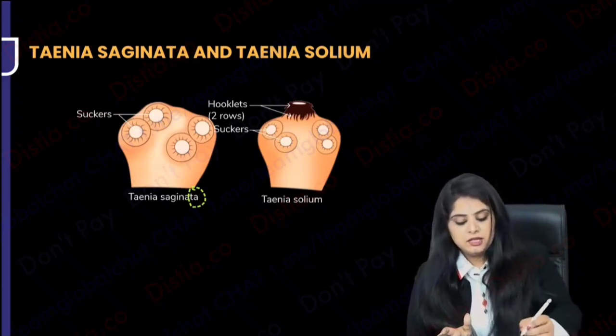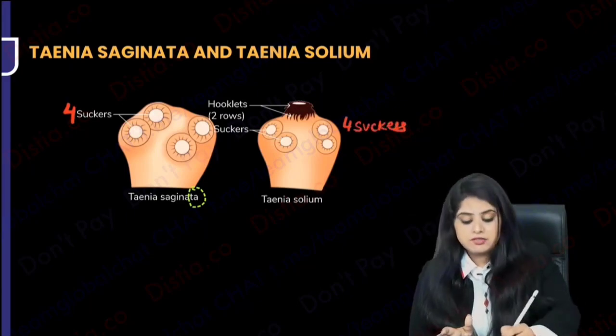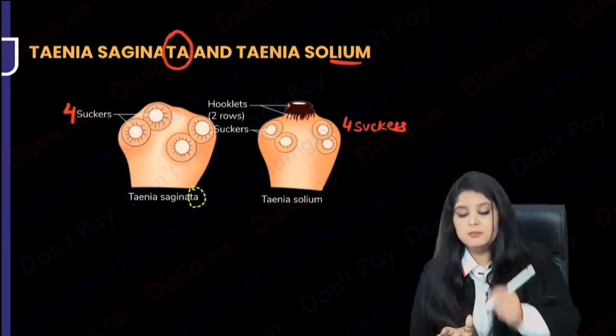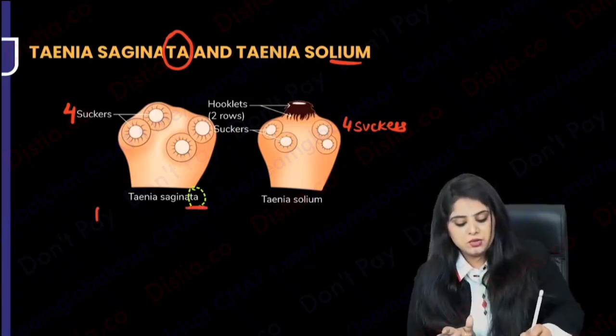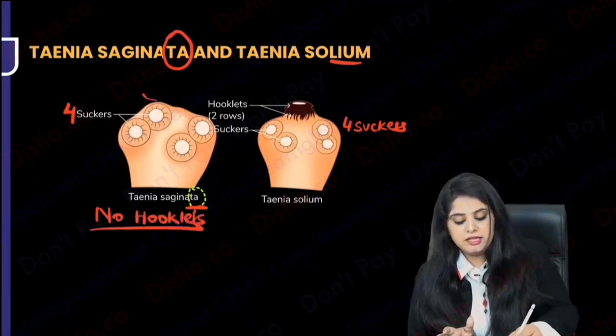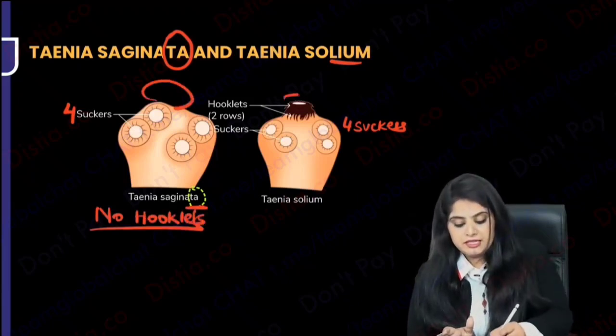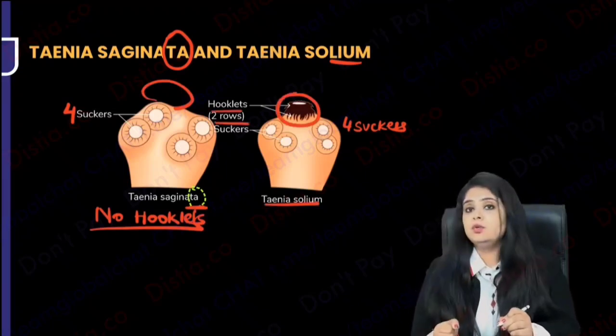Firstly, can you see both of them? This also has 4 suckers and this also has 4 suckers. All of them have 4 suckers. But out of Taenia saginata and solium, who will not have hooklets? You will say saginata, ma'am. There are not going to be any hooklets that you will see. I don't see anything on the top. Whereas in Taenia solium, can you see? How many rows of hooklets are there? 2 rows of hooklets are there.